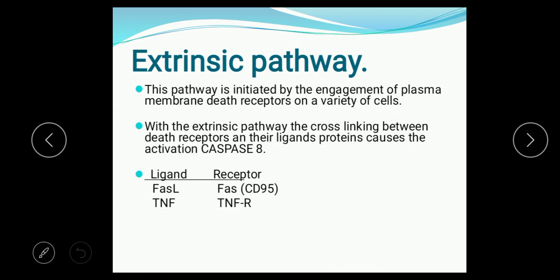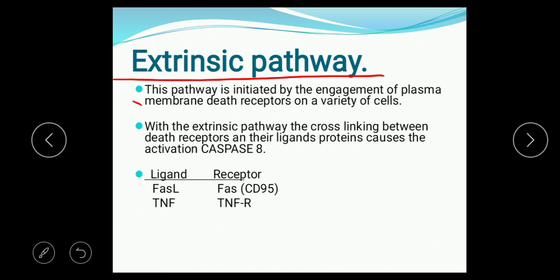So extrinsic pathway, guys, the term itself says extrinsic, means something from exterior, something from outside of the cell. Here the signal for the cell death comes from outside of the cell, given by other cells to the apoptotic cell. There are many receptors on the cell membrane, which are called death receptors, and they receive the signals, and according to that downstream processes take place and the apoptosis process begins. This is the concept.